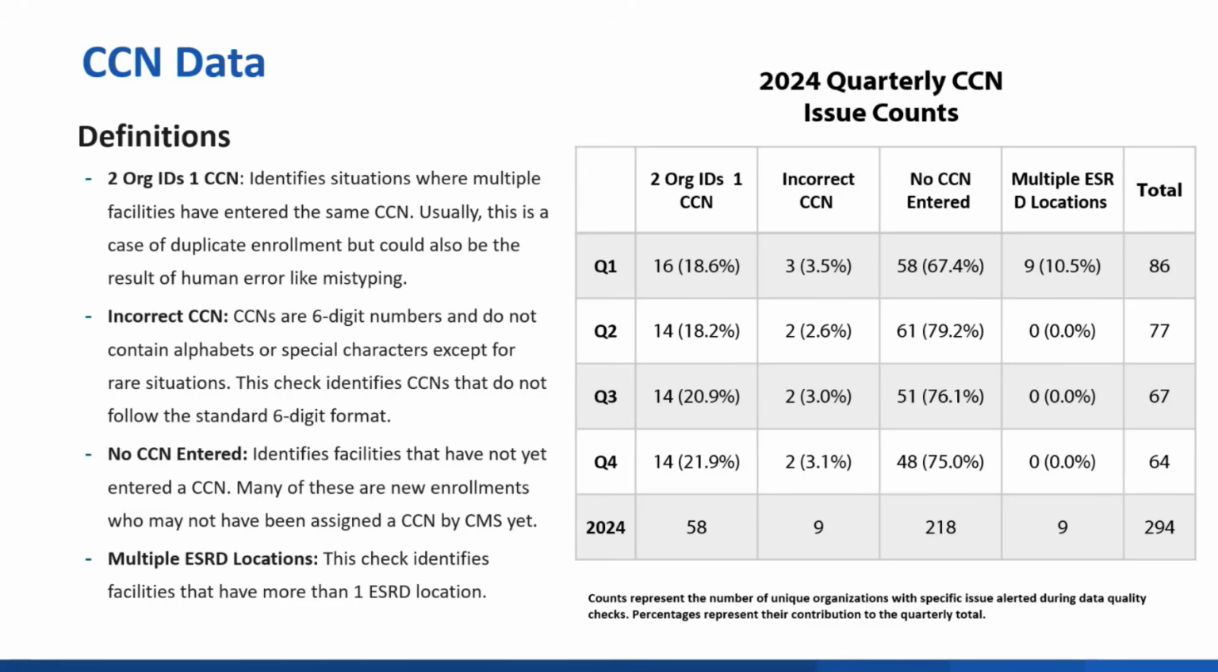On the right-hand side, you can see how often each of those errors happened in 2024. On the far right side, you can see the total column, and you see that for CCN errors, we've had a pretty steady decrease every quarter, which is exciting. In quarter 1, we had 86 total facilities have at least one error, and then by quarter 4, we had 64%.